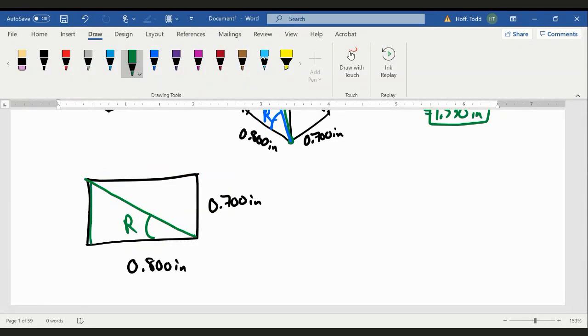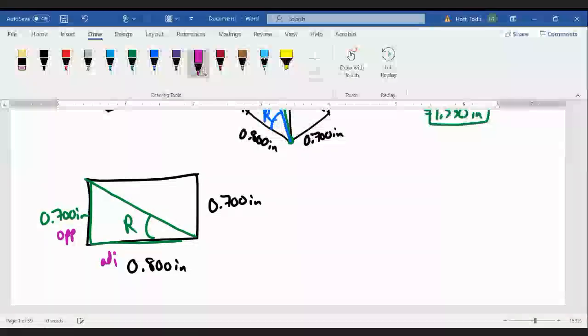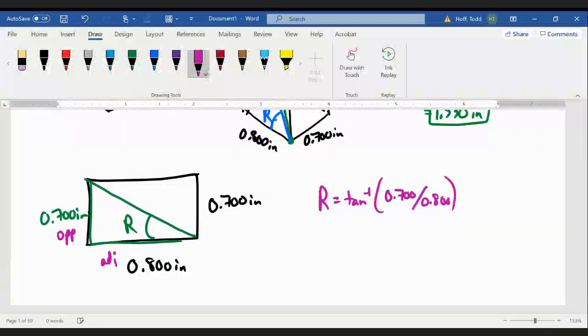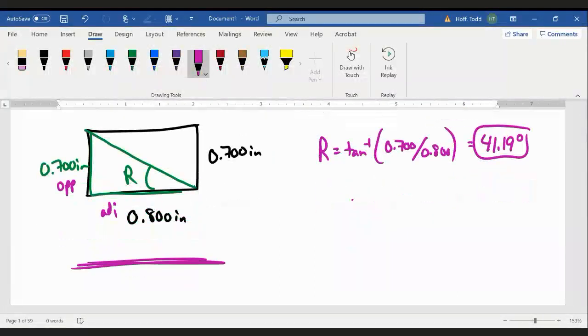To find that angle, we're looking at this green triangle here. We have the opposite side, the 0.7, and the adjacent side, the 0.8. So R is going to be an inverse tangent of 0.7 over 0.8. Giving us, oops, gotta set my modes again here correctly, giving us 41.19 degrees. So we would rotate that part 41.19 degrees on the table to line that path of the cut up side to side on our press table.